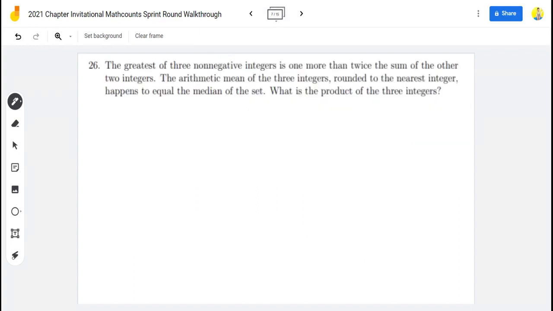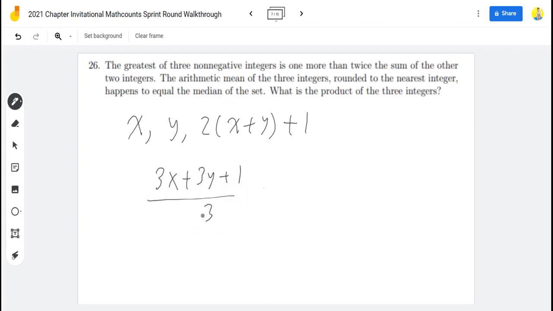Question number 26. The greatest of three non-negative integers is one more than twice the sum of the other two integers. The arithmetic mean of the three integers rounded to the nearest integer happens to equal the median of the set. What is the product of the three integers? So we let the integers be x, y, and 2 times (x plus y) plus 1. We know that the arithmetic mean of the three integers, which is (3x plus 3y plus 1) over 3, if it's rounded to the nearest integer, equals y, or the median of the set.